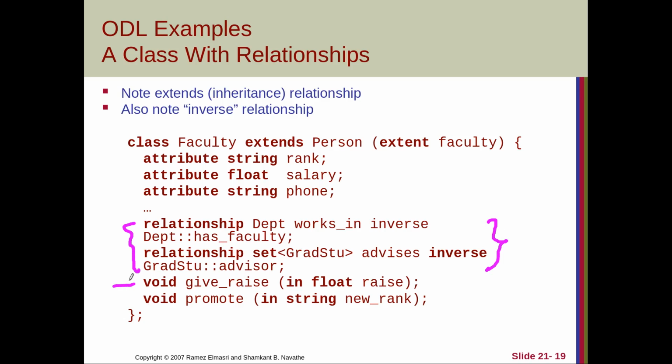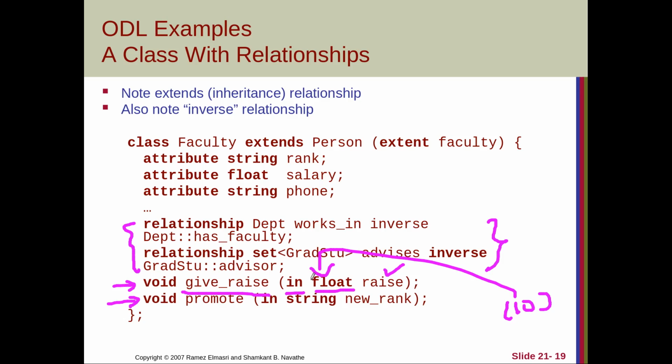Now you can see two operations that are also part of this class faculty. Void give rise. Give rise is the name of the operation, and the parameter. In the previous example we had no parameter. Here we are having a parameter called raise, and the parameter expected here is of float type, and this is an in parameter. That means from wherever this function give rise is being called, some value must be passed, like 10 is passed. So it is coming into this give rise operation.